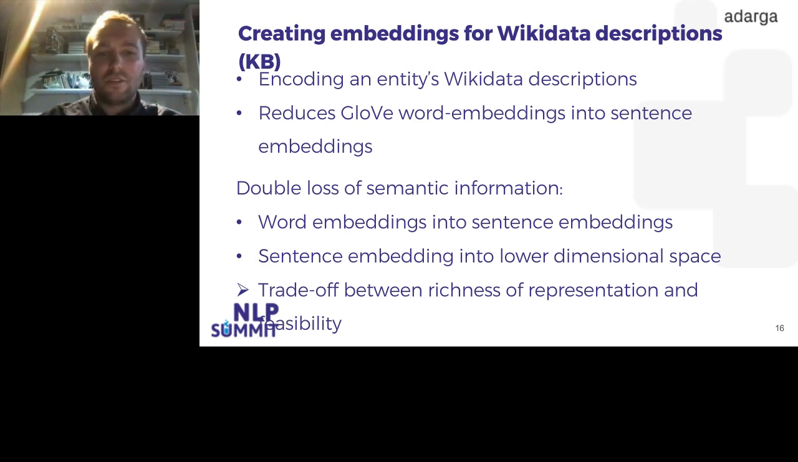Then the last part of the data science challenges was embeddings. spaCy uses GloVe word embeddings, 300 dimensional, and they are reduced into sentence embeddings. Generally, we want to retain as much similarity or semantic information as possible when choosing embeddings. So why did we cut down from word embeddings, which is 300 dimensionality of every word, into a 64-dimensional sentence embedding? This shouldn't be the case if we want to retain as much information as possible. So why did we do this double loss of semantic information?